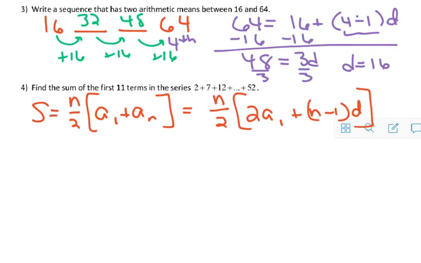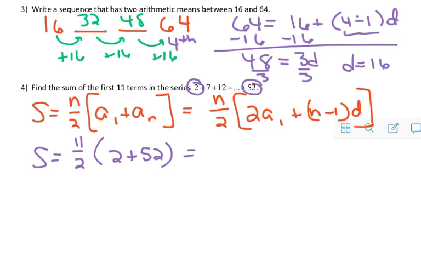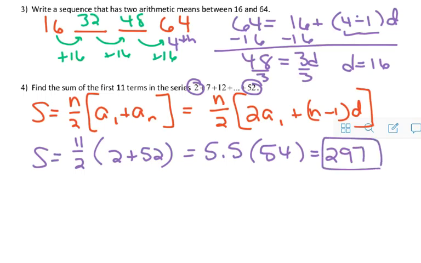So in this particular problem, I know the first term and the last term. So I'm ready to plug into the formula for the sum. So the sum is 11 over 2, because n is 11, times 2 plus 52. 2 plus 52 is 54. 11 divided by 2 is 5.5. And 5.5 times 54 is 297. And that is the sum of the first 11 terms.